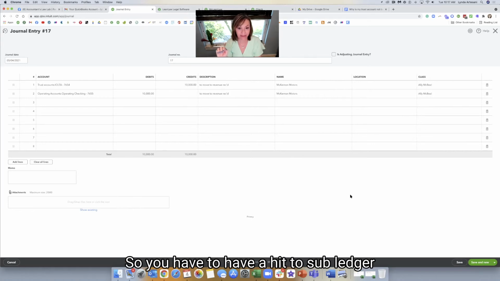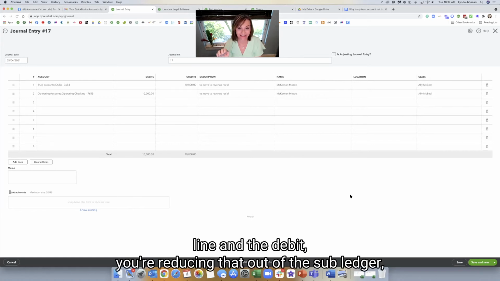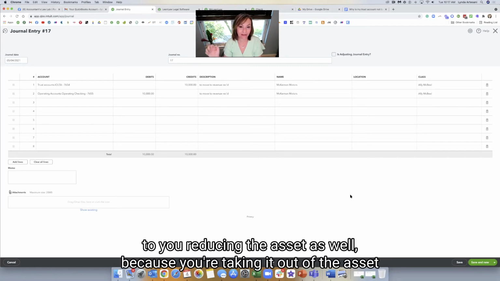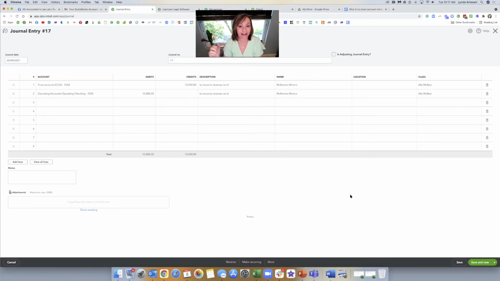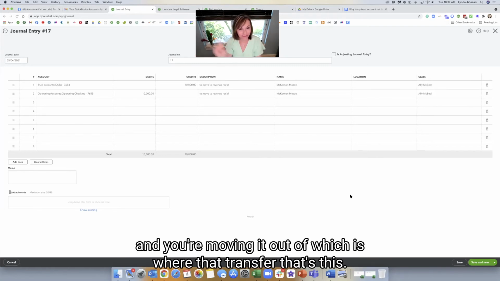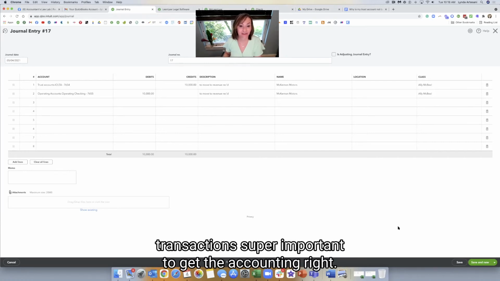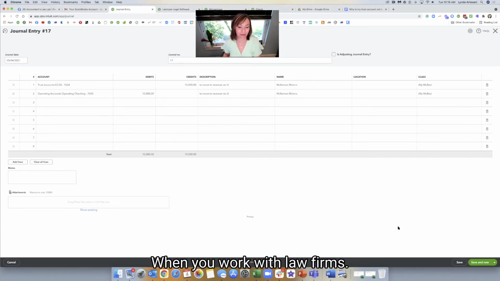You have to have it hit the subledger line as the debit. You're reducing that out of the subledger, that liability, and then the asset of the bank account has to be credited. So you're reducing the asset as well, because you're taking it out of the asset and you're moving it out, which is where that transfer comes in, but you have to do it in the two transactions. Super important to get the accounting right when you work with law firms.